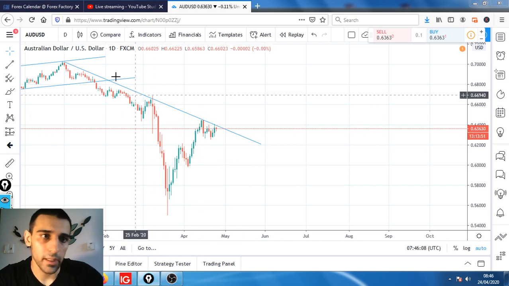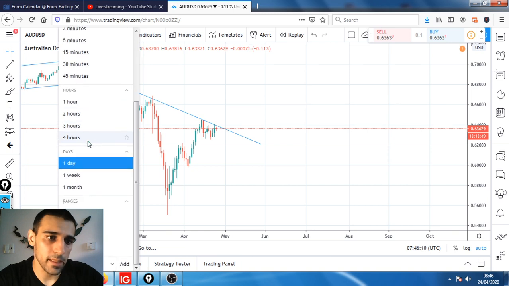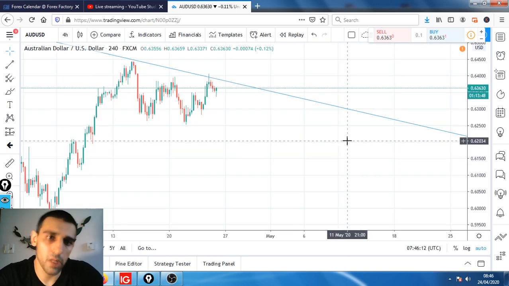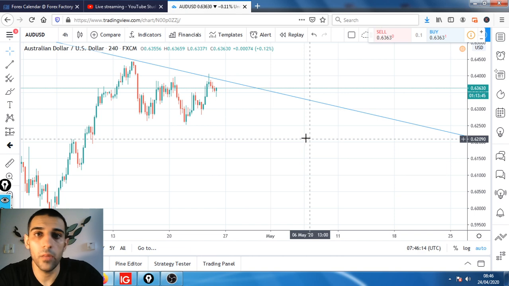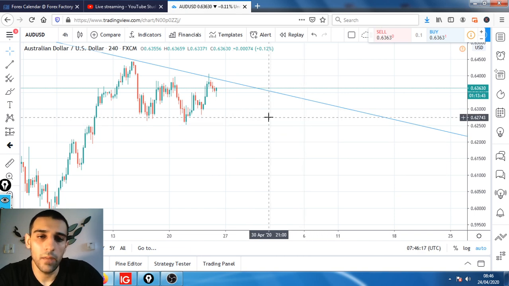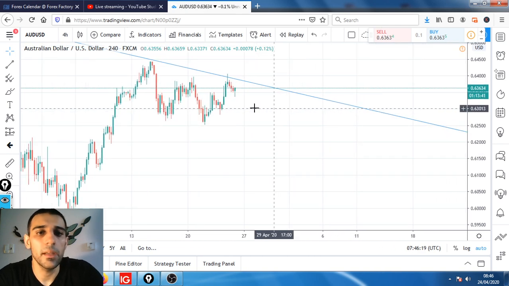But let's look at the 4-hour time frame and see what we have in there, and then we're going to jump into the 1-hour time frame, and we're going to analyze if there are any potentials in here.